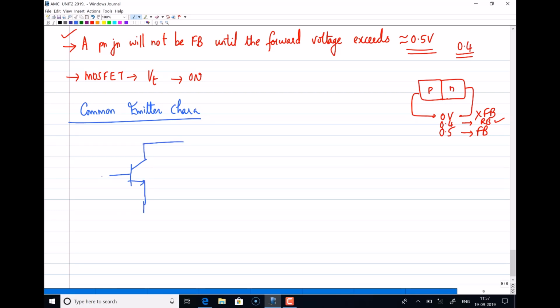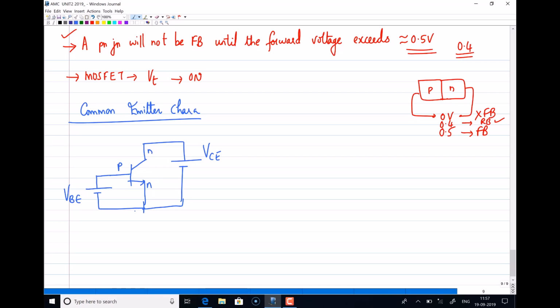So you have the transistor here. Yeah, this is NPN. So this junction should be forward biased, so this is your VBE. This junction should be reverse biased. This is your VCE. Right.